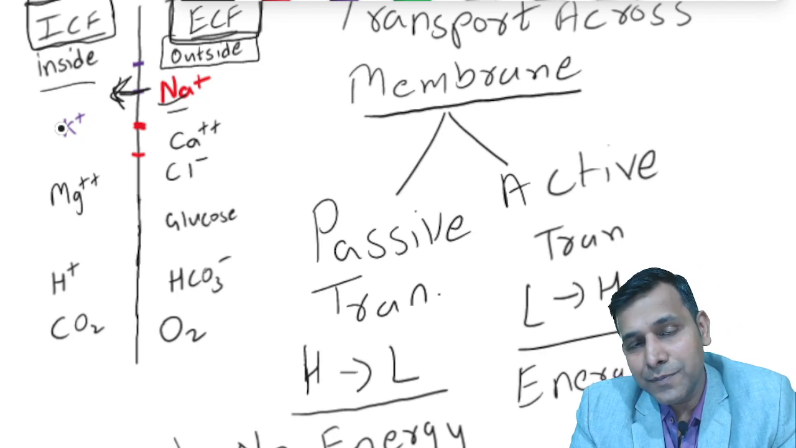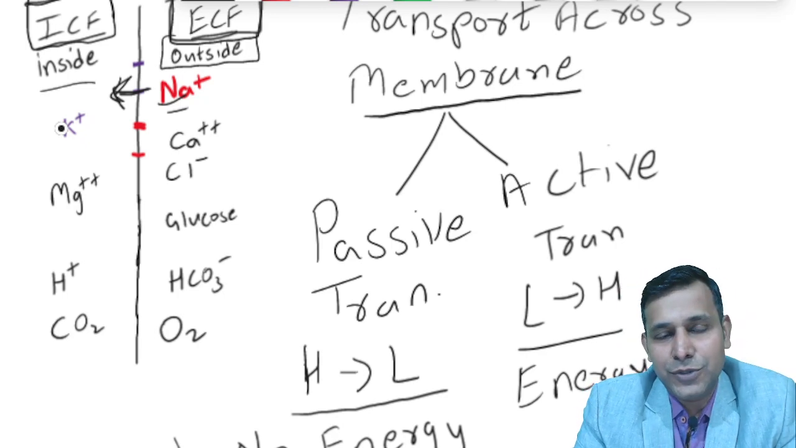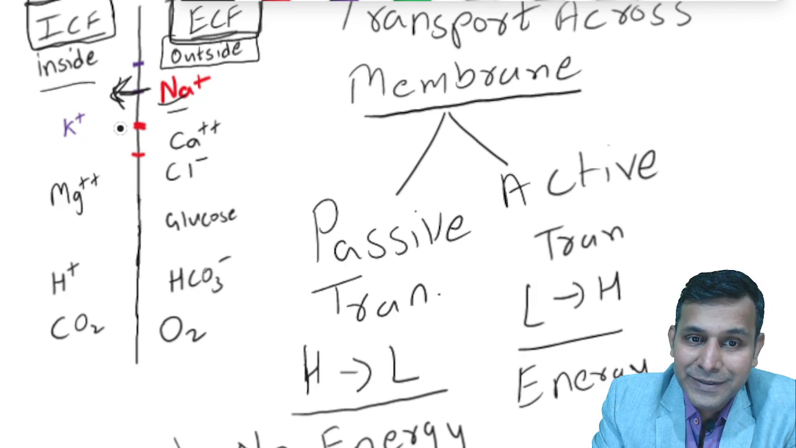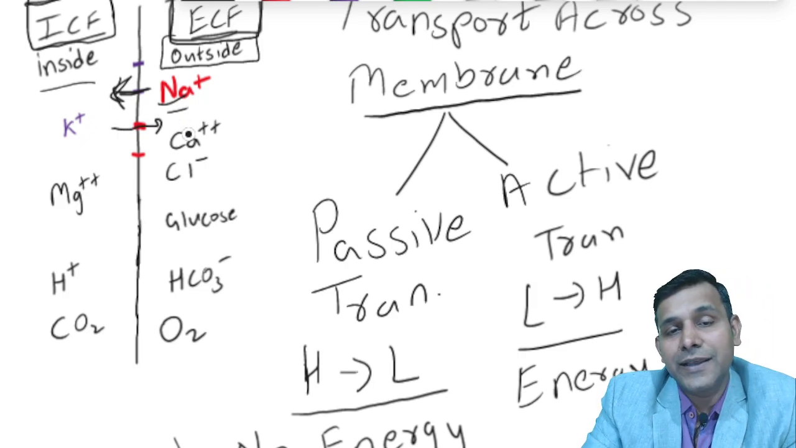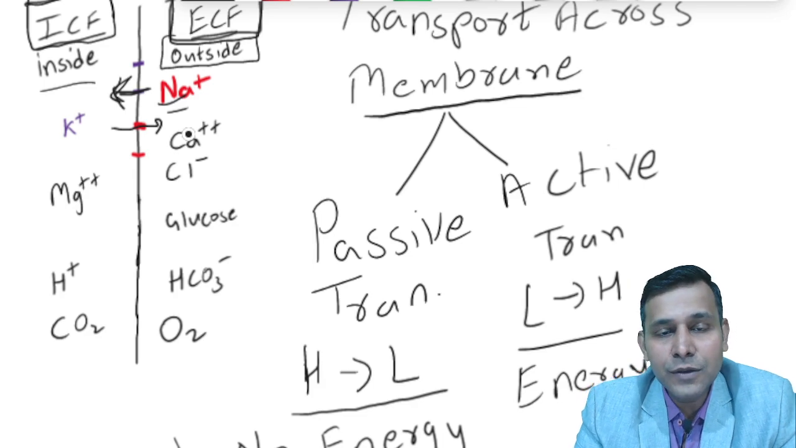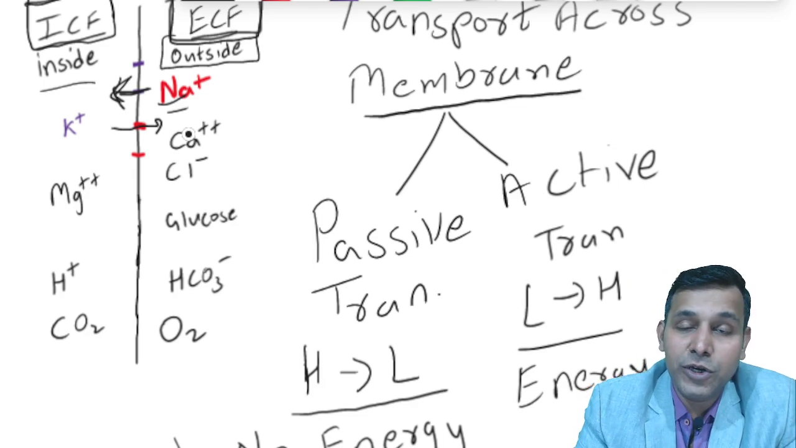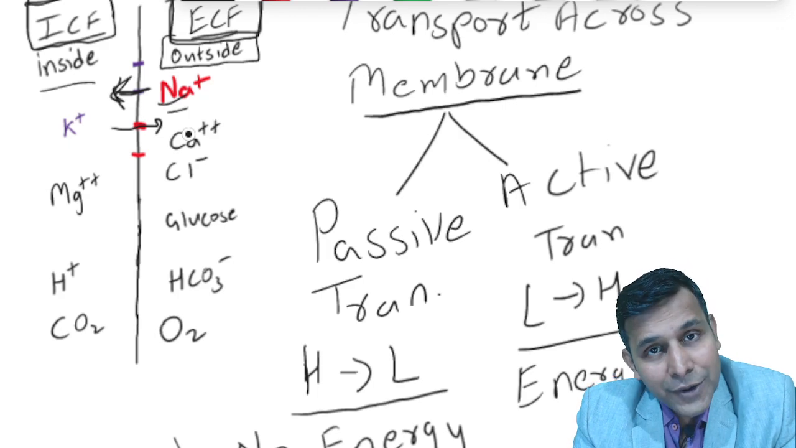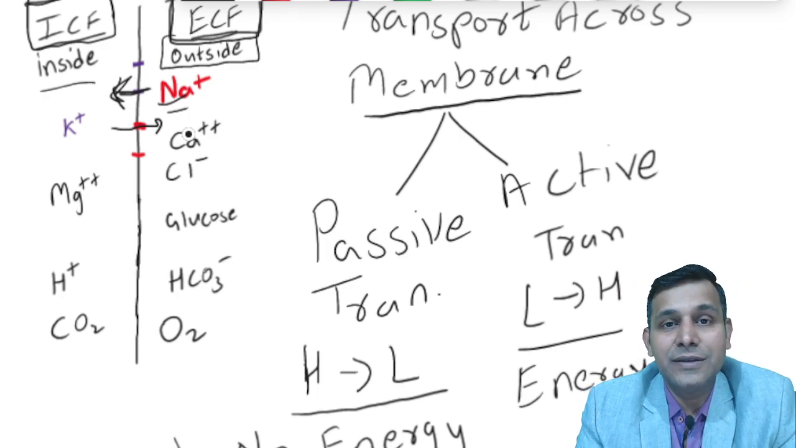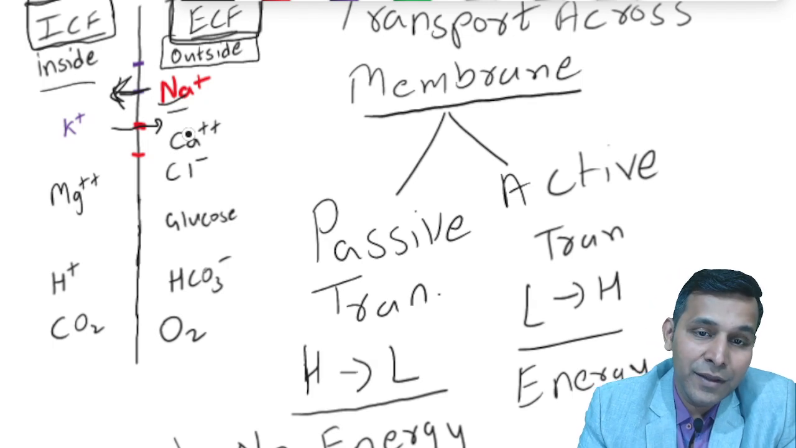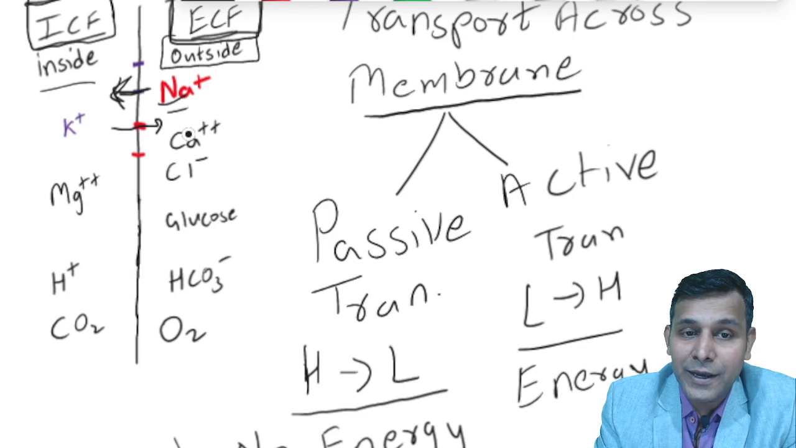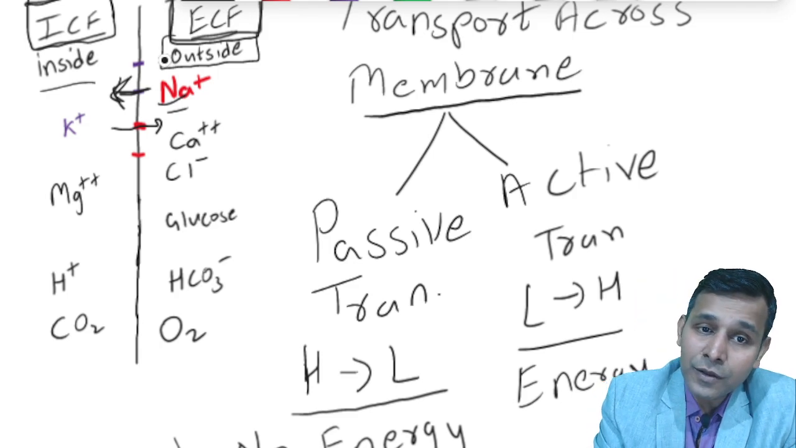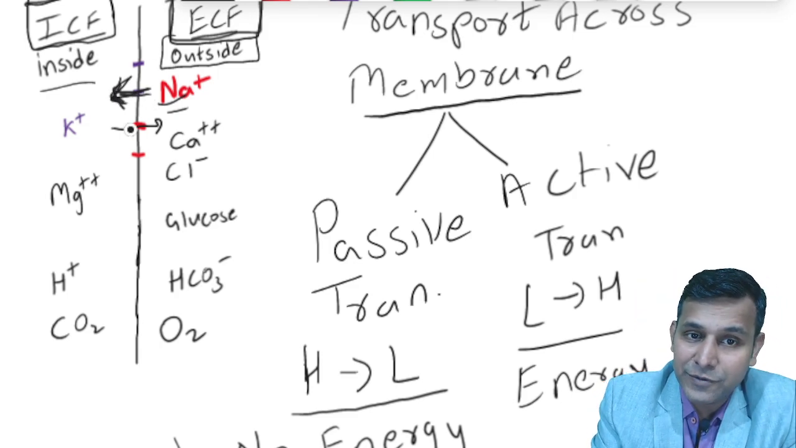Whereas if potassium is moving from inside to outside, then this can also be termed passive transport. Sodium is moving from outside to inside, whereas potassium is moving from inside to outside. This movement is occurring from higher concentration to lower concentration, that is along the concentration gradient. So this distribution gives a very good idea of which movement of which substance is termed passive transport. Sodium movement from outside to inside is a passive transport.